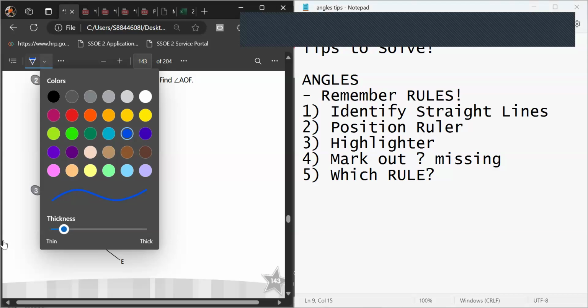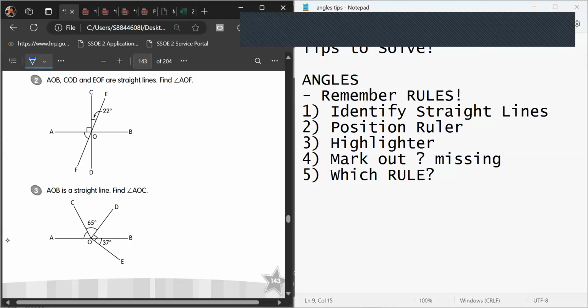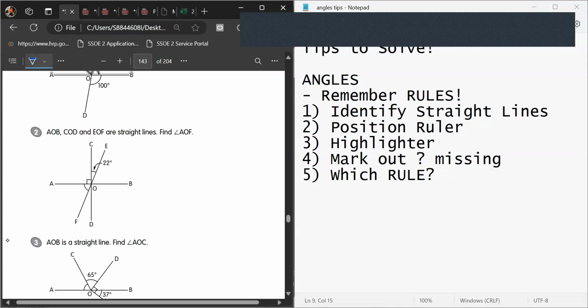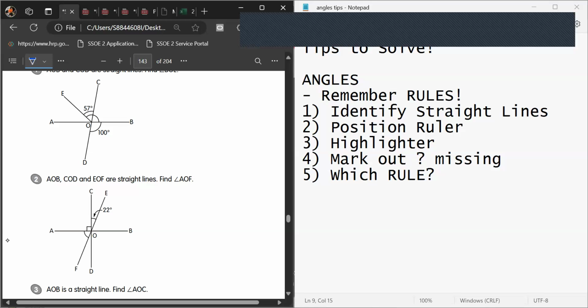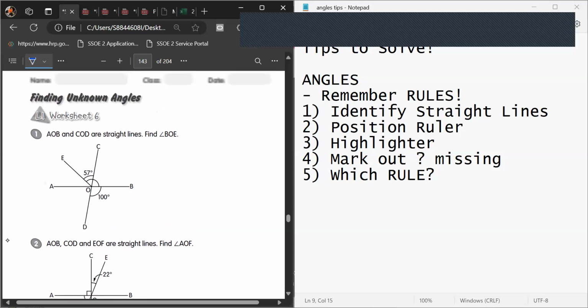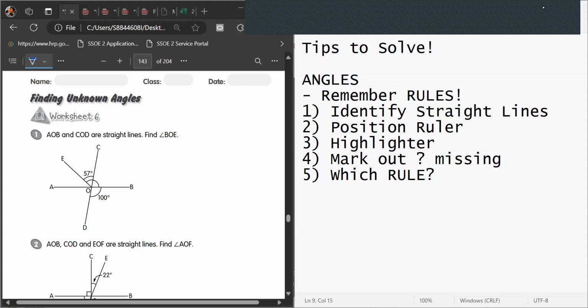Okay. Now, during the exam time, questions will look like this. It will not tell you what topic this is, what rule is this. You need to know yourself. So, for example, we're just looking at question 1, okay? On page 143, just looking at question 1. So I wrote my tips on top here for you to be able to refer to.